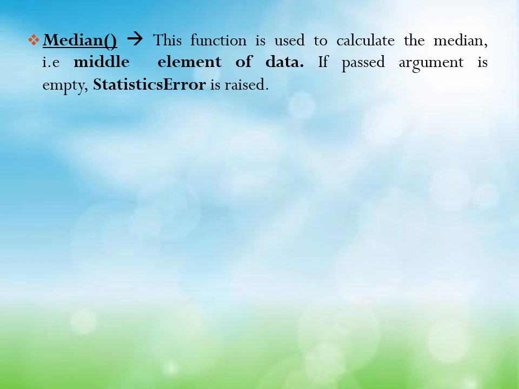We will discuss another function of the statistics module, that is the median function. This function is used to calculate the median, that is the middle element of the data. If the passed argument is empty, it will again generate a StatisticsError.